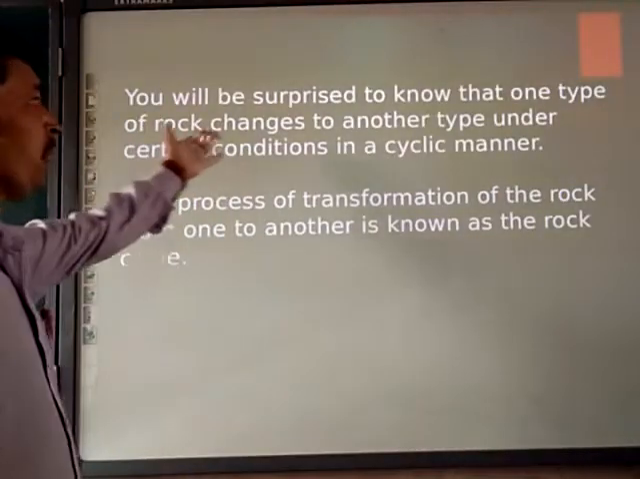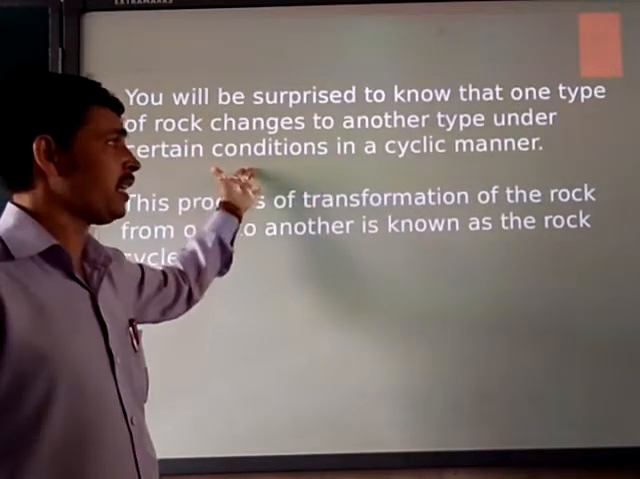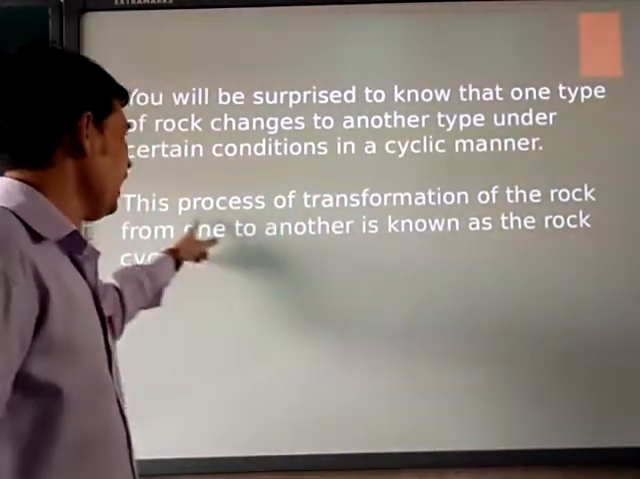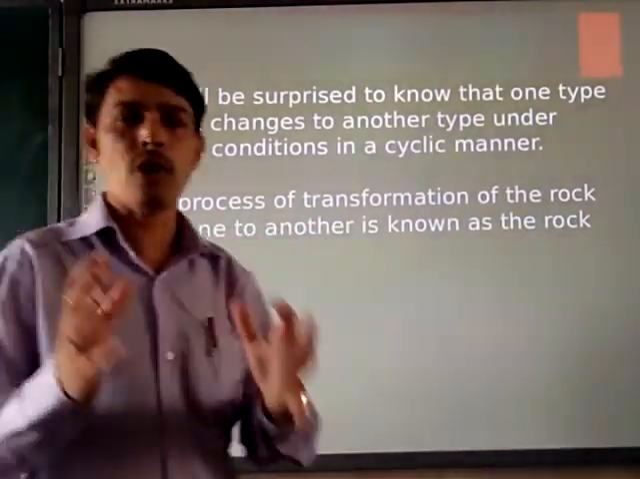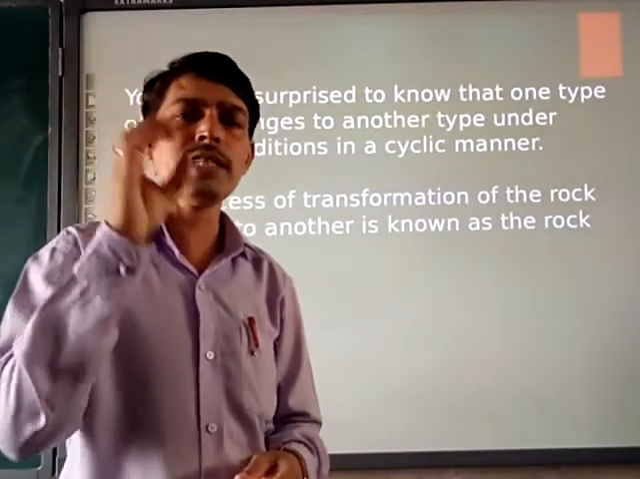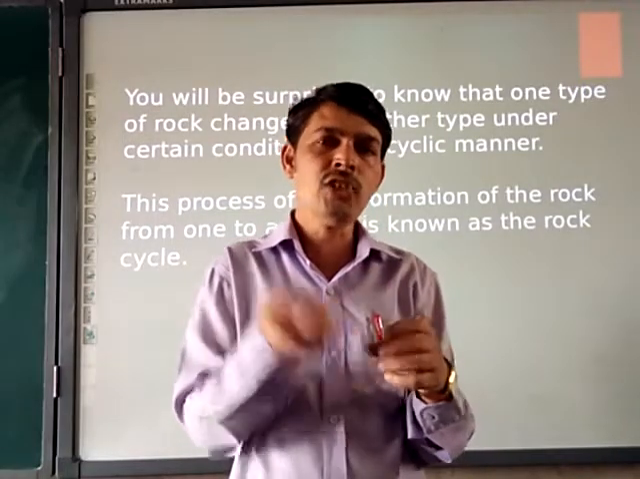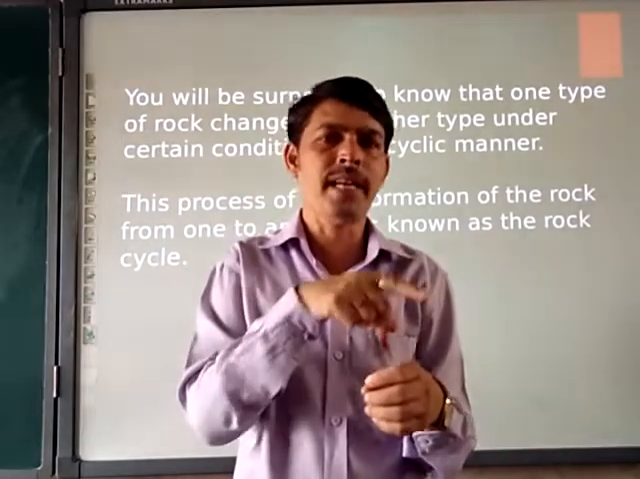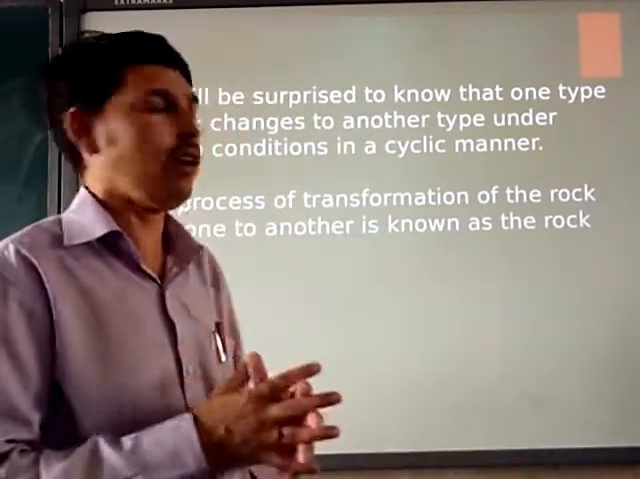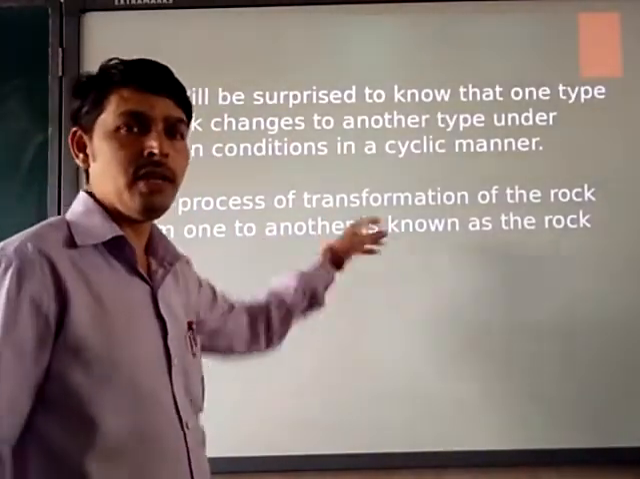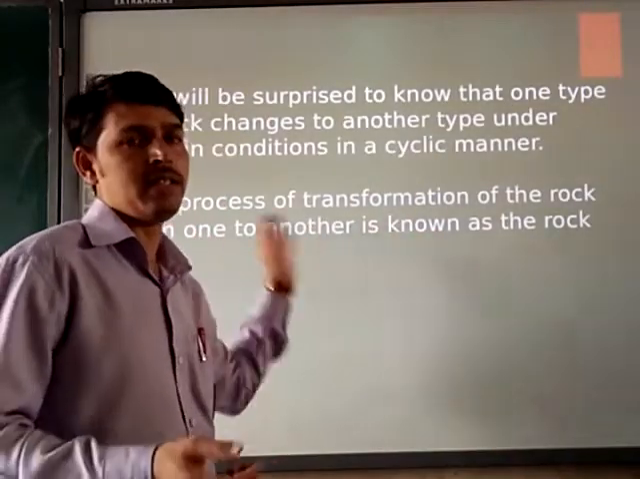Next, you will be surprised to know that one type of rock changes to another type under certain conditions in a cyclic manner. The process of transformation of a rock from one to another is known as the rock cycle. When one rock, due to certain conditions, changes to another rock, and that rock again changes to another form in a cyclic manner, that is called the rock cycle. So here we have the definition of the rock cycle: the process of transformation of one rock to another, and then another to another, is known as the rock cycle.